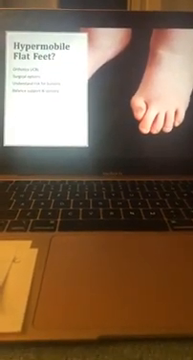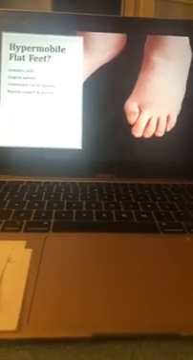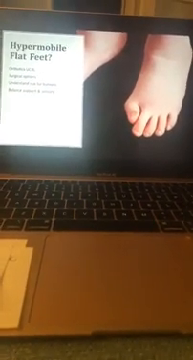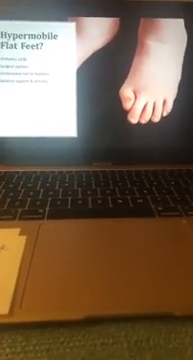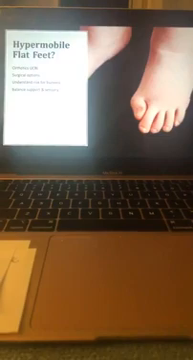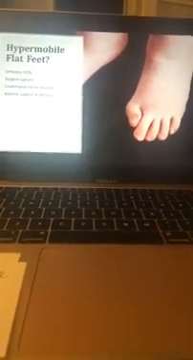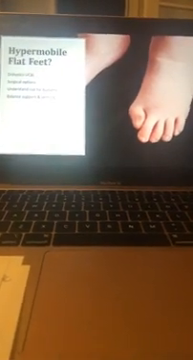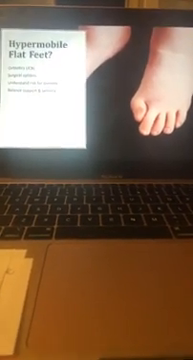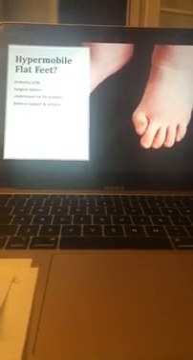Another thing that you will see in children that have hypermobile flat feet is bunions. So juvenile bunions. If you see a bunion in a baby, although not literally in a baby, but in a young child, juvenile hallux valgus or juvenile bunions is always in conjunction with hypermobile flat feet. What do you do for these children?